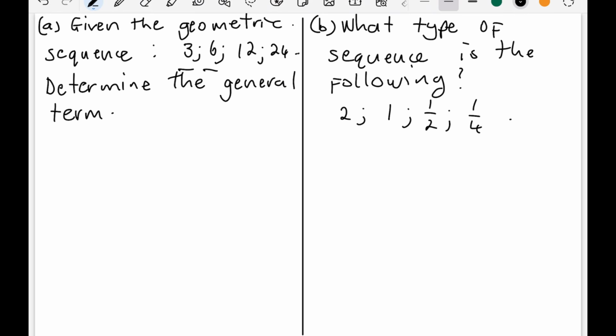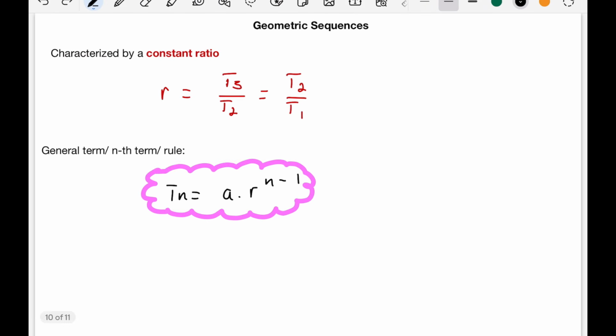Here we have 3, 6, 12, and 24. If you take 6 and divide it by 3, what's the answer to that? 6 divided by 3. It's 2, right? What about 24 divided by 12? That is also 2. That's what we mean when we say a geometric sequence is characterized by a constant ratio R, which is term 3 over term 2, or term 2 over term 1. Now, the general term, or the nth term of a geometric sequence, is Tn is equal to A times R to the n minus 1.